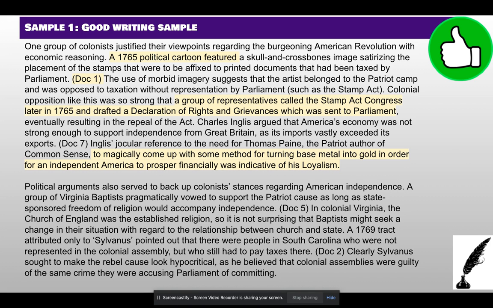Okay, now that you've paused your video and are back, we're going to talk about some features of this one that make it a quality piece of writing. I've highlighted some key points here that you should take note of.